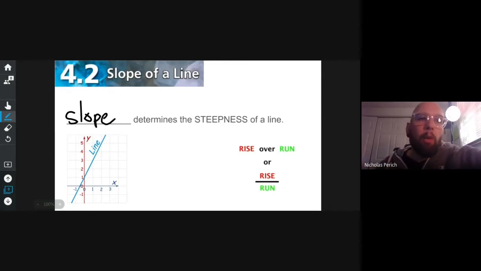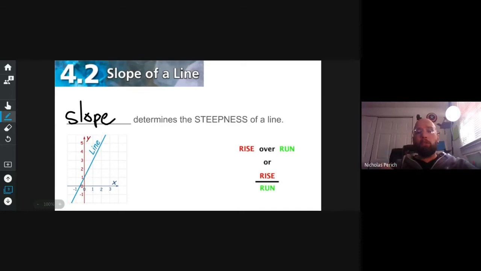So if I give you a line like this, and I were to pretend that line is a hill, walking up a hill like that's not so bad. Now it's harder. Now it's really hard. Now you're probably not going to be able to walk up that hill. The larger the number, the steeper the slope.